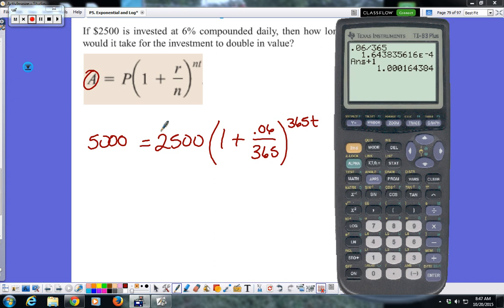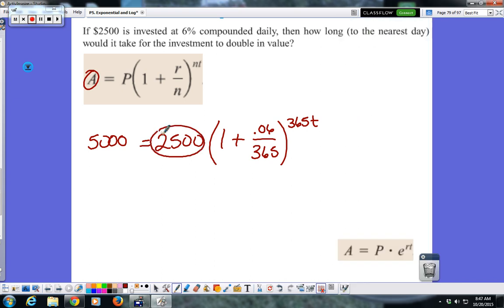But the cleanup, though, what can I do with this 2,500 and what will I do with it? I'm going to move it over here. This is being multiplied. 2,500 is being multiplied by this step. So to move it over here, I'm going to divide by 2,500. 5,000 divided by 2,500 will be 2.